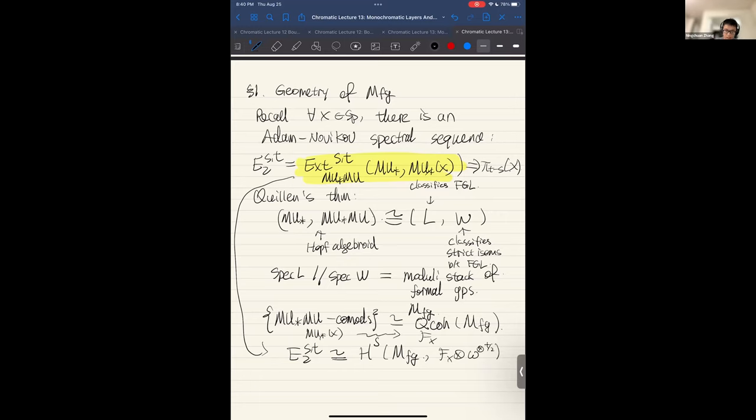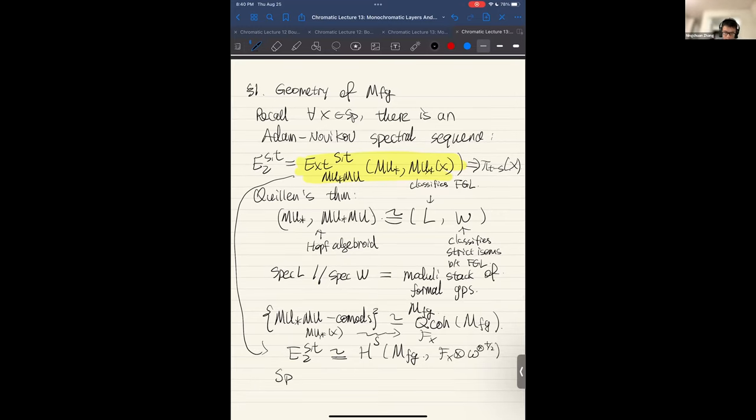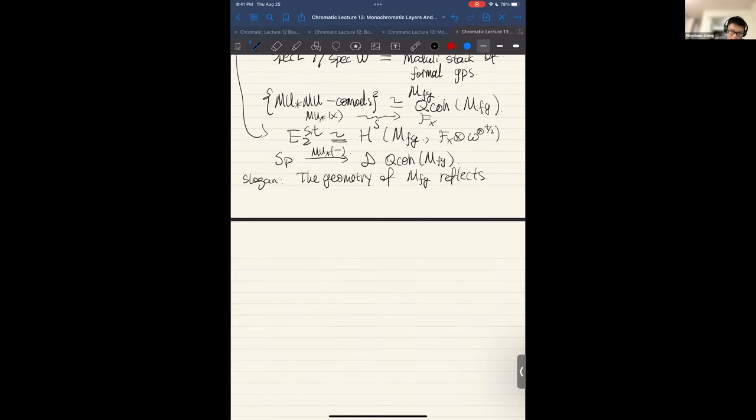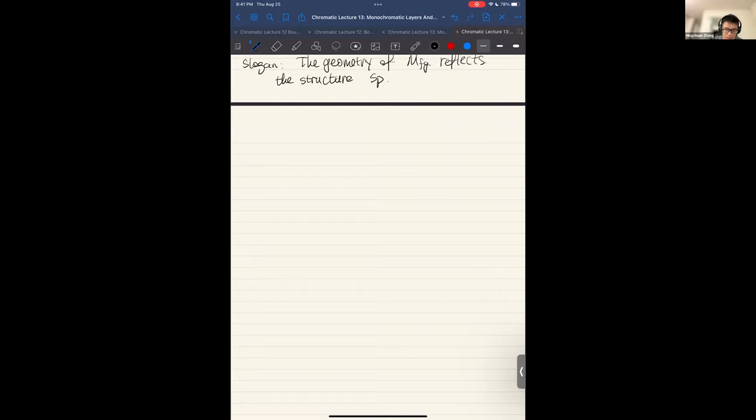So in this sense, we can say there's a correspondence: for any given spectrum, if you take its MU homology, then we won't land in the quasi-coherent sheaf itself, more precisely, we'll land in the derived category of quasi-coherent sheaves on the moduli stack of formal groups. So one slogan is the geometry of MFG reflects some finer structure of the category of spectra. And this is illustrated in a very beautiful table in that paper by Gross and Hopkins, which I'll paste here.